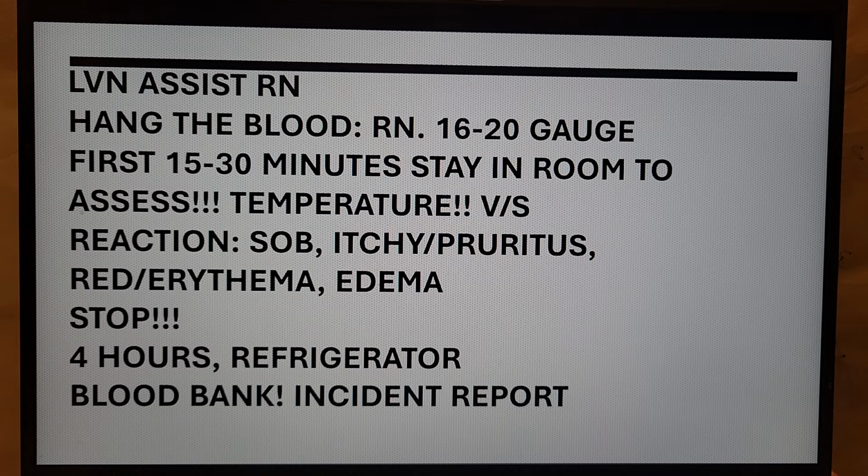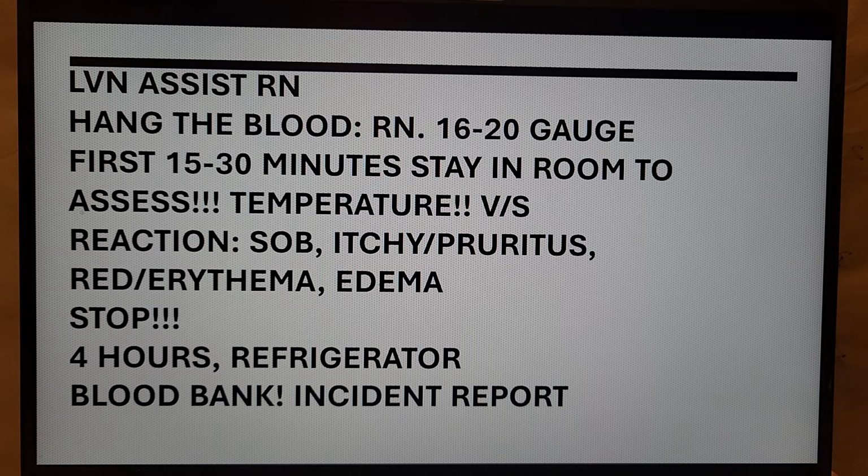LVN and RN usually will stay in the room, especially the first 15 to 30 minutes, which is the most dangerous time, because if they will have a reaction, it usually will happen during this time, right? If it happens later, usually it's mild. So LVN usually has to stay in the room for the first 15 to 30 minutes to assess, right? And RN will not give the blood right away, a lot and fast. It will not be like that. It will be slowly first, a little bit first, and assess, make sure there is no problem, right?